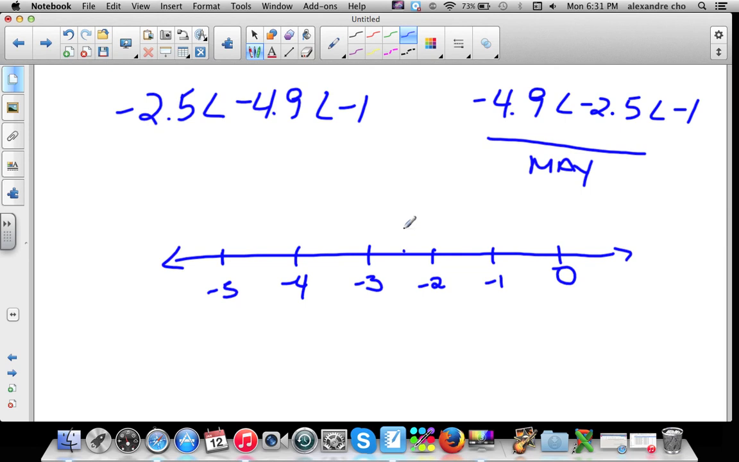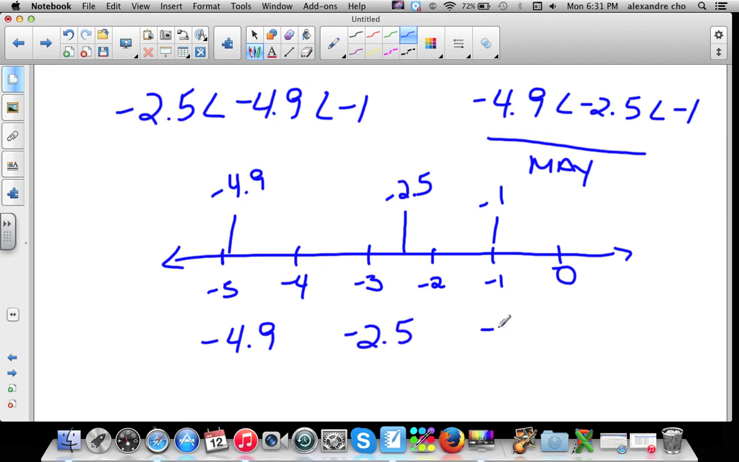Negative 2.5 would be about here. Negative 4.9 would be about here. And negative 1 is right here. So from left to right, the order from least to greatest would be negative 4.9, and then negative 2.5, and negative 1. Remember, as you're going right, your value is increasing. So negative 4.9 is less than negative 2.5, which is less than negative 1. There. You can use this number line to prove your point.